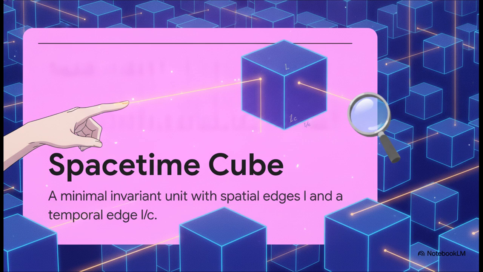Think of reality as being built out of microscopic 3D pixels. The space-time cube is the minimal invariant unit of reality. Its spatial edges are defined by a fundamental length, maybe something like the Planck length, and its temporal edge is simply the time it takes light to cross that exact length. Light absolutely has to navigate this specific grid.